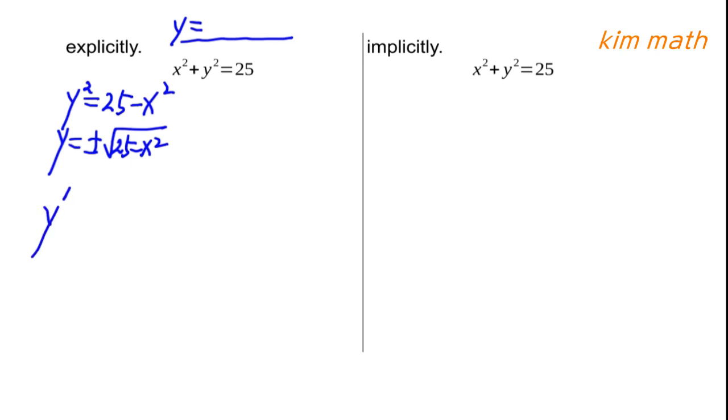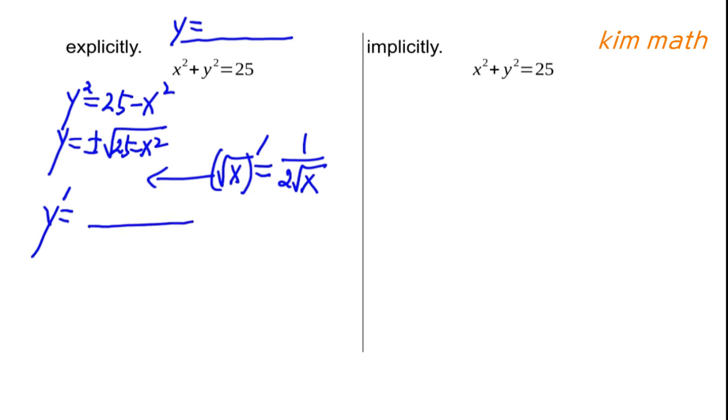Now, what is y prime? Remember that if we have the square root of x, the derivative of this will be 1 over 2 square root of x, right? So y prime of this one will be plus or minus 1 over twice the square root of 25 minus x squared. And one more thing, by the chain rule, we must multiply by the derivative of 25 minus x squared, which is negative 2x. Okay?